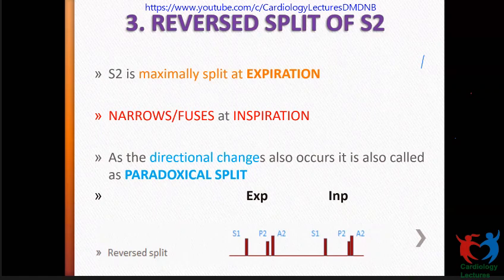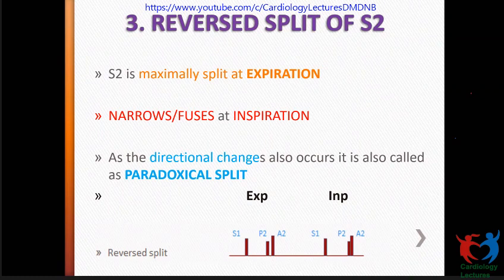Now, reverse splitting S2. Let's come to reverse splitting. Very important. Almost all LVOTO, you know the causes of reverse splitting. So, anything producing LBBB electrically. That means right ventricular pacing, right ventricular ectopic, natural LBBB, pre-excitation, right-sided pre-excitation or type B pre-excitation. What else produces it? Anywhere LV ejection is delayed, like LV dysfunction, AS, or all the LVOTO, both fixed and dynamic.